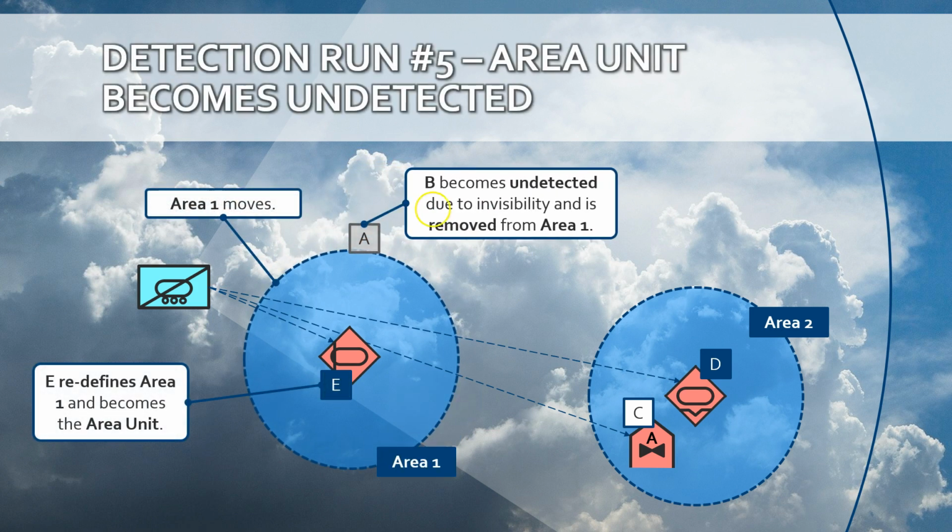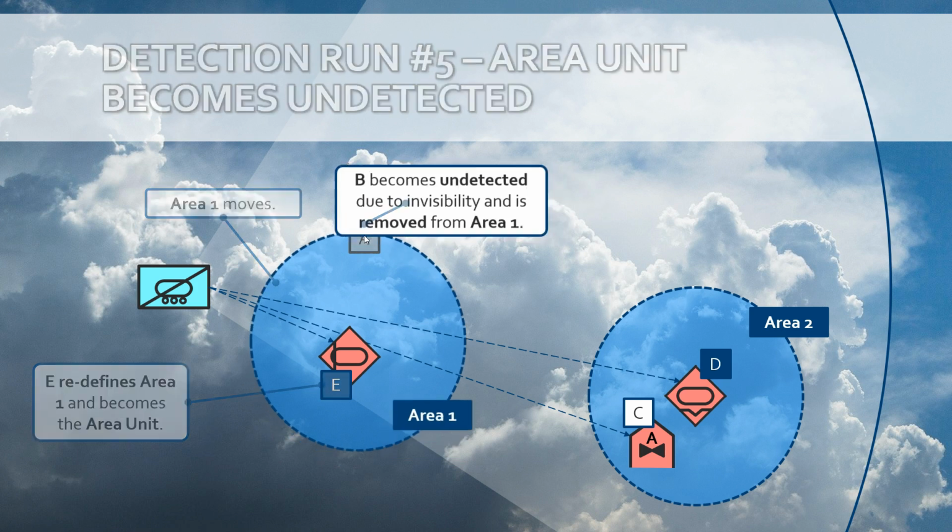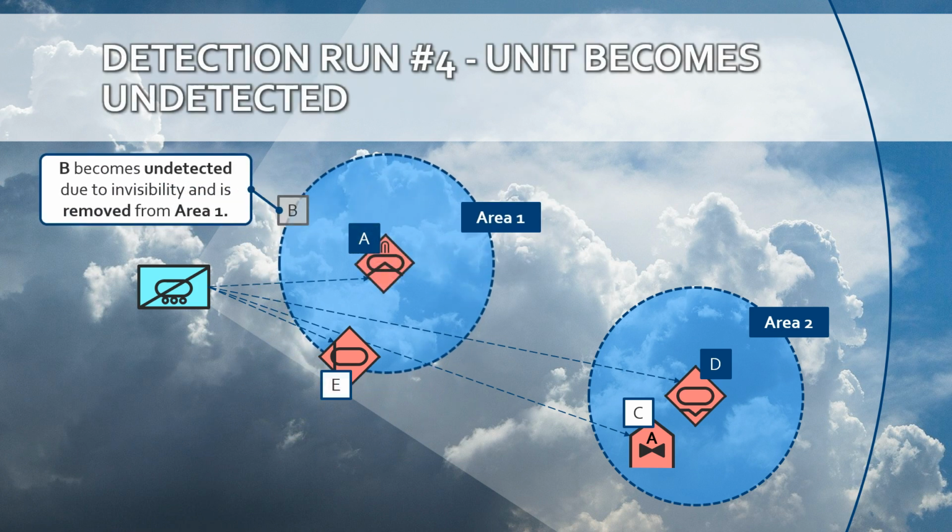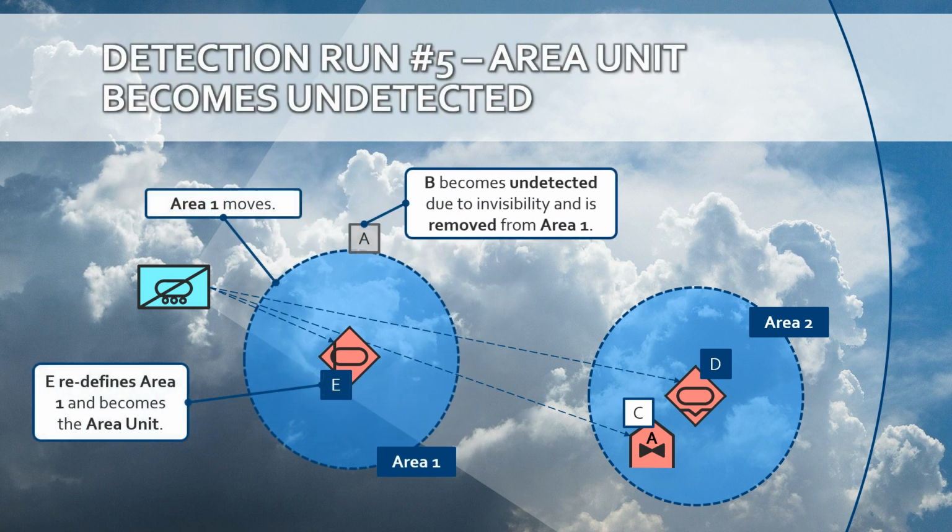In run number 5, this is a very important change. A would become destroyed. So now, because A is destroyed and was the center unit, see that? This can't be the center anymore. So the remaining unit in that area 1 was unit E. So E becomes the new center, and any unit identified within that new center will then be added to that area.